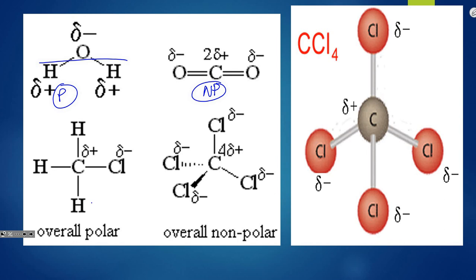Can I split this one and get a positive side and negative side? I can, because the H's and C here are going to take a positive, where the chlorine is going to be the negative. So I can draw a line and say this is the negative side, this is the positive side. So this one is polar.